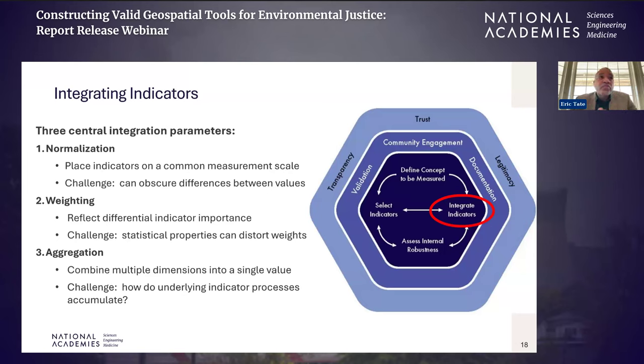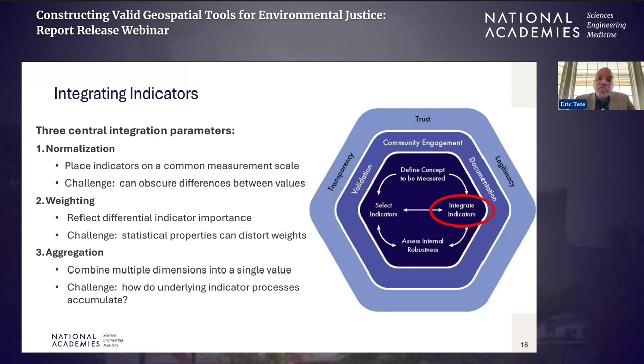Once we have the indicators selected, integrating or combining them involves some mathematical, statistical, and geospatial modeling decisions. And there are three main parameters shown here on the slide. The first is normalization. Normalization facilitates comparison. So for example, comparing wildfire risk, which is in the climate change burden category, and particulate matter exposure, which is in the transportation category.